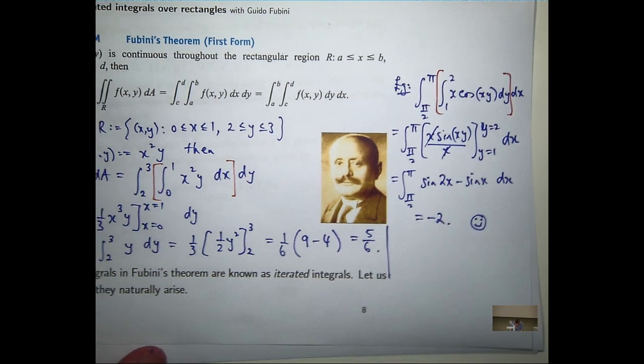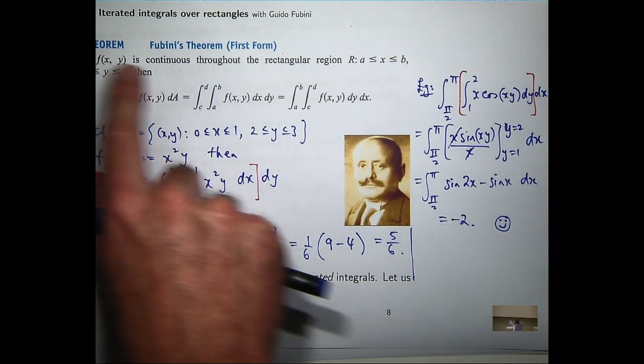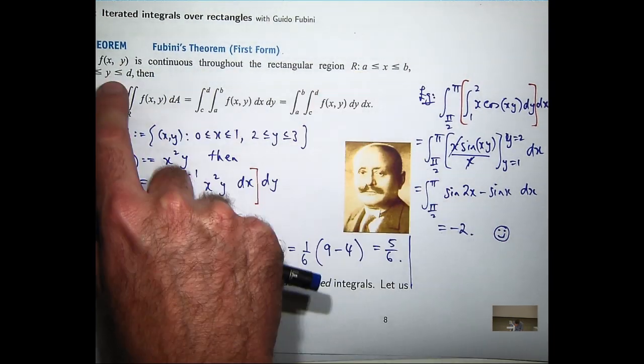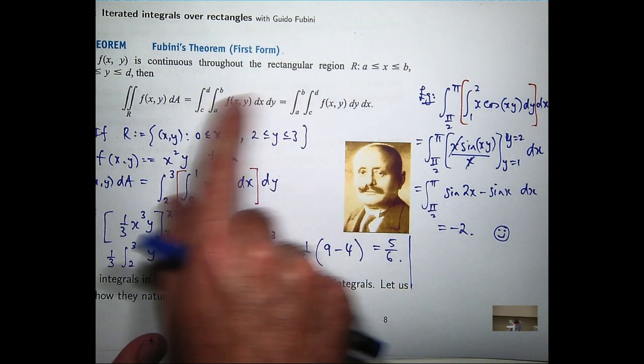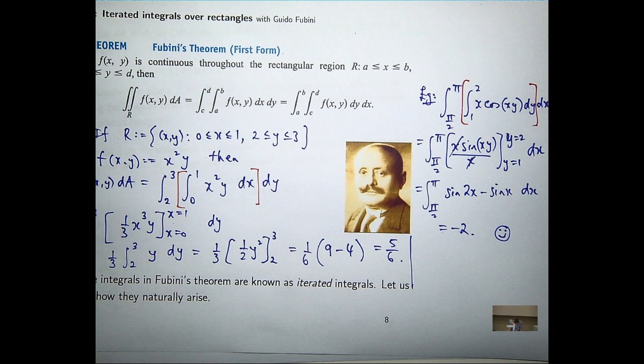And Fubini's theorem says that if I have a continuous function on a rectangle, then this general double integral is just either one of these iterated or repeated integrals. Doesn't matter which one you choose. Sometimes it's easier to choose one over the other. Okay? And we'll find out how to determine that as we go along.